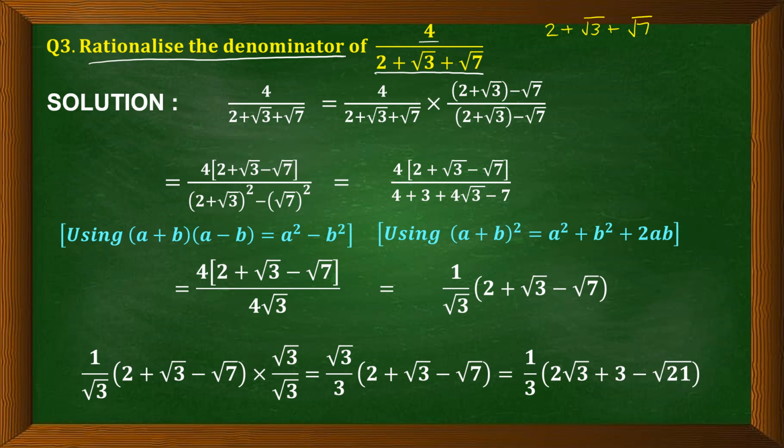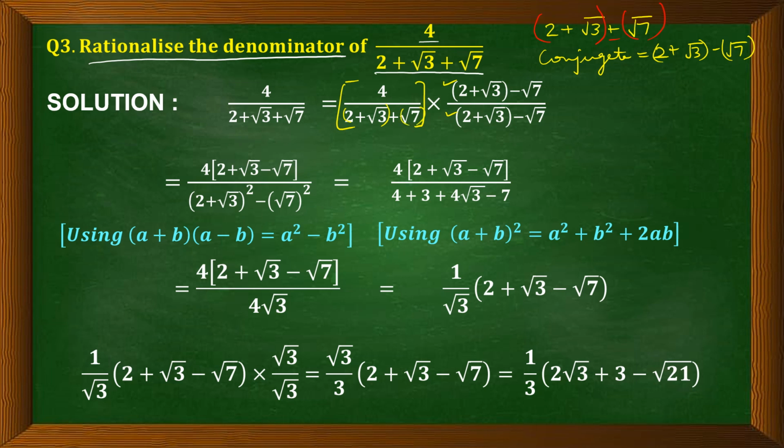So over here we need to group them, 2 plus root 3 and root 7. Now we have only one mathematical operation, that is plus sign. So we can say the conjugate of this expression is going to be 2 plus root 3 minus root 7, right? Now we are going to multiply the expression with this conjugate in the numerator as well as denominator. So over here also we need to make bracket.